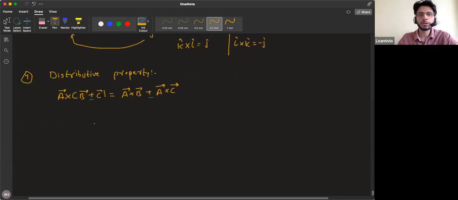After distributive property, next is the most important thing, which is cross product in Cartesian form.